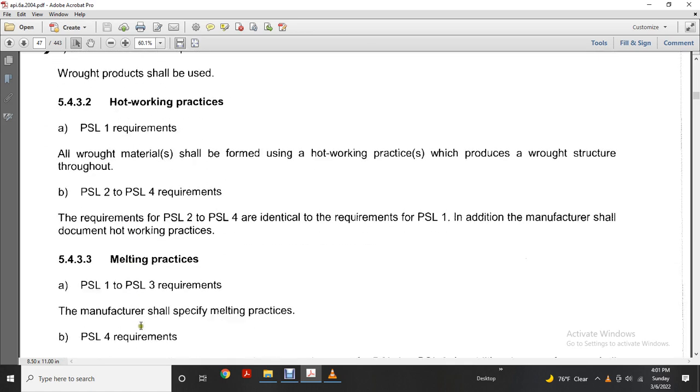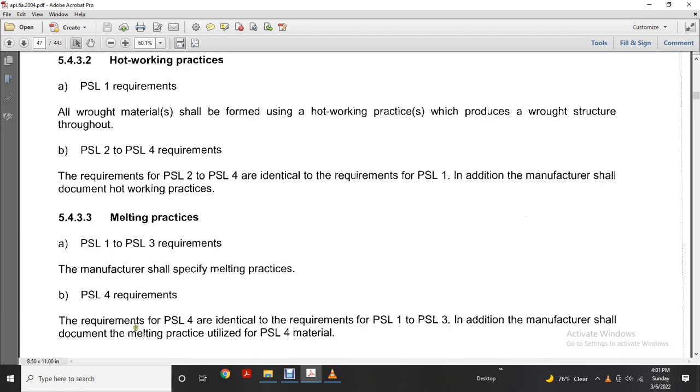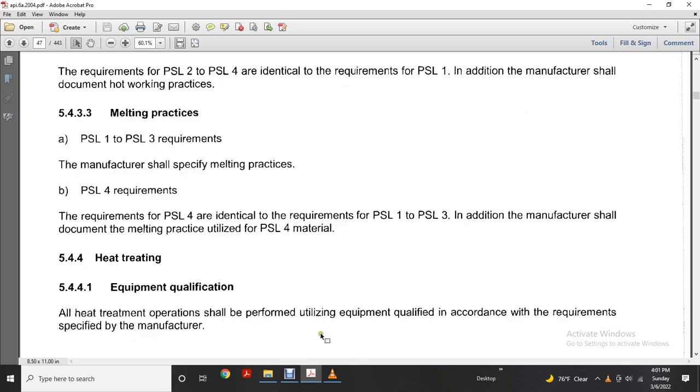For products over level 1 to 3, the manufacturer shall specify the melting practice. Products over level 4 requirement: the requirements are identical with the products over level 1 to 3, with the addition that the manufacturer shall document the melting practice utilizing products over level 4 material.